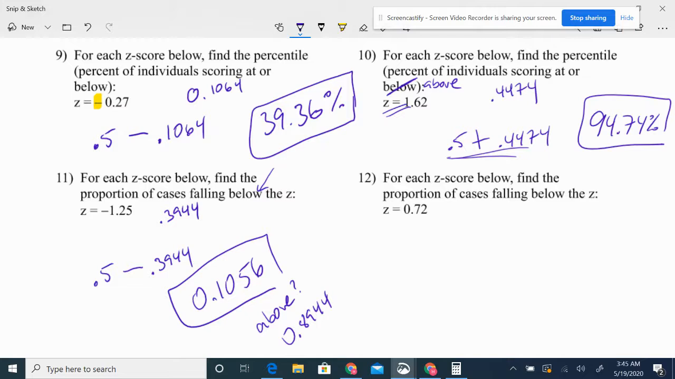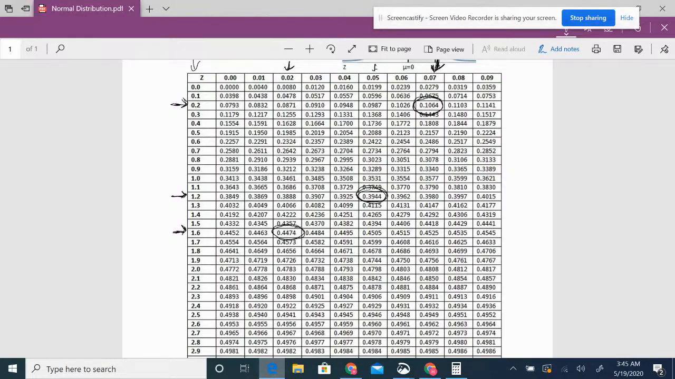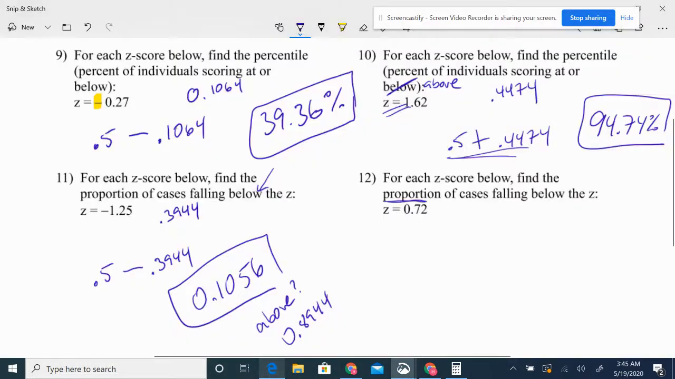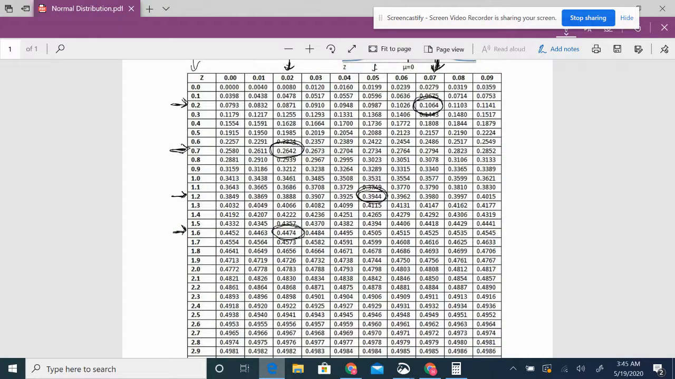Now let's take a look at question number 12. For each c-score below, find a proportion of cases, proportion, so leave it as a decimal, falling below the c. And my c is 0.72. Let me use my table. 0.72: here's 0.7, here's the 2. So 0.72 happens to be 0.2642.